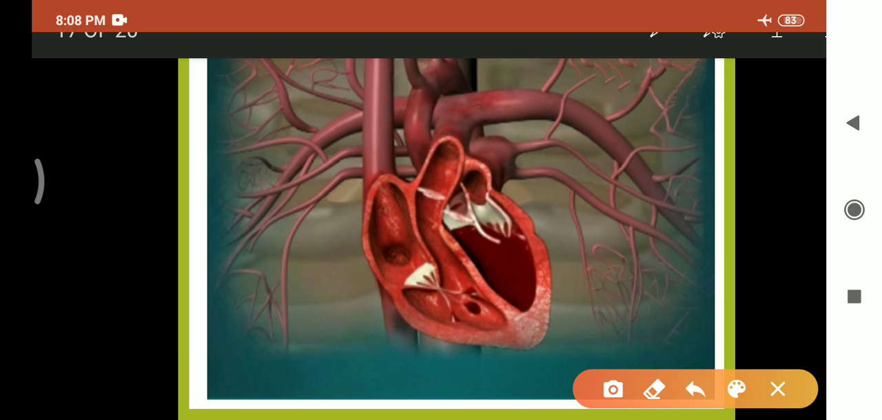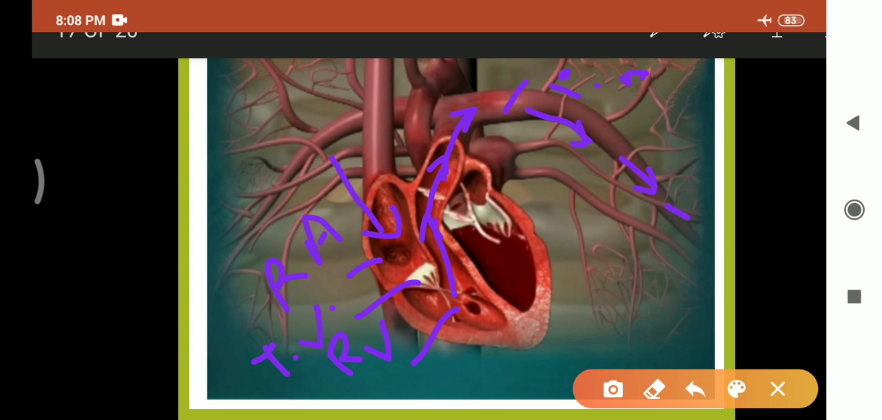What actually happens? First, blood comes into the right atrium. What happens over here? The right atrium expands. Okay, and this valve, the tricuspid valve, is open and blood comes into the right ventricle. When the right ventricle contracts, blood goes out from the heart with the help of the pulmonary artery. Where is it? This is here, the pulmonary artery. The pulmonary artery takes this blood to the lungs for oxygenation.